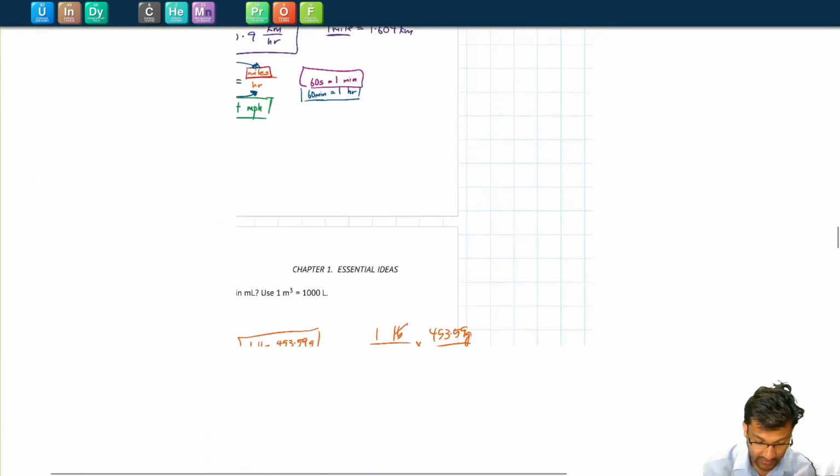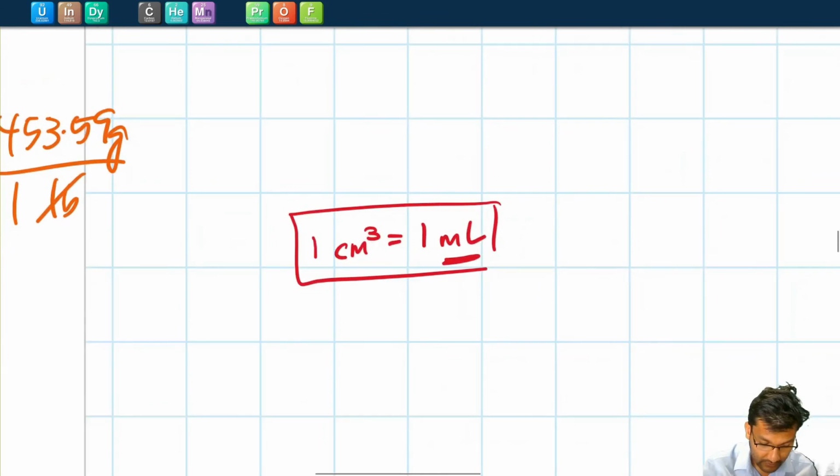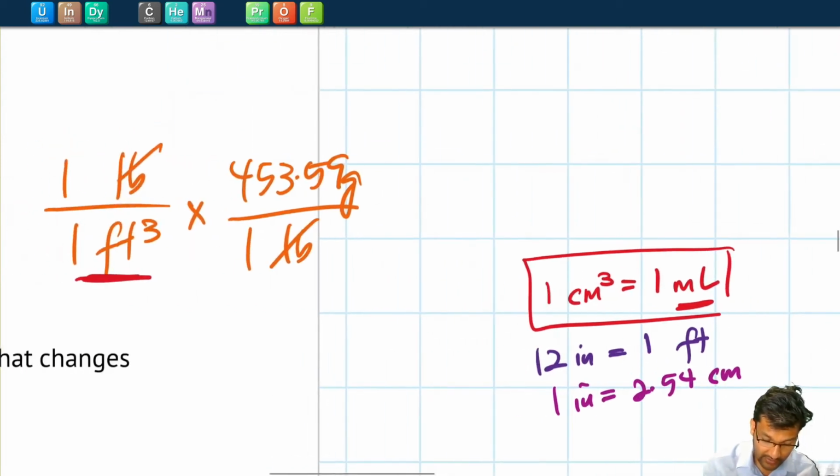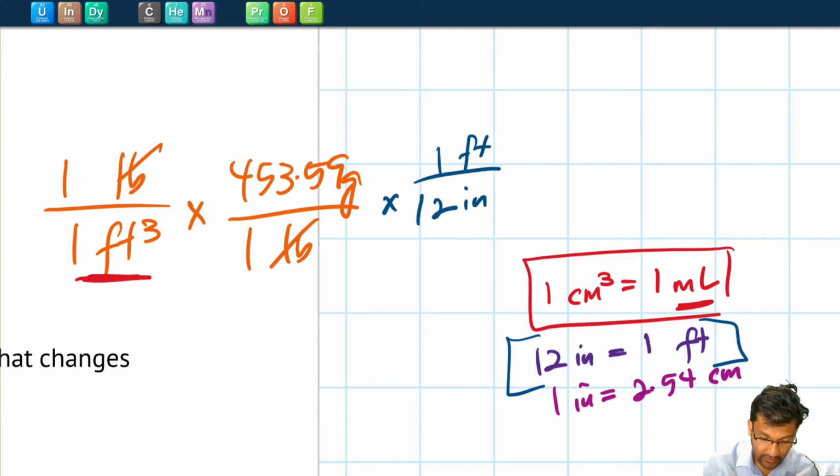So let's use those. We know that there are 12 inches in 1 foot. We also know that every 1 inch is 2.54 centimeters. Let's convert feet cubed first into inches cubed using this conversion. We put feet on the bottom. 1 foot is 12 inches. But this is feet cubed, so we need to cube the whole thing. By cubing the whole thing, we get feet cubed, which can cancel out nicely.